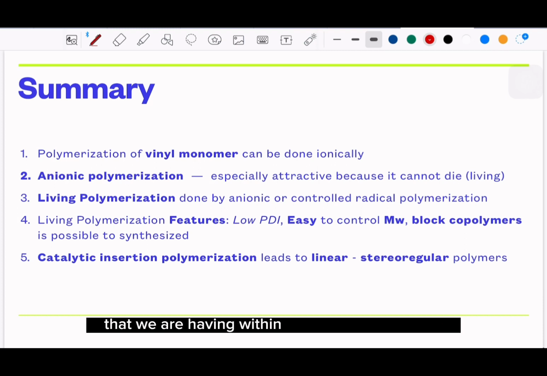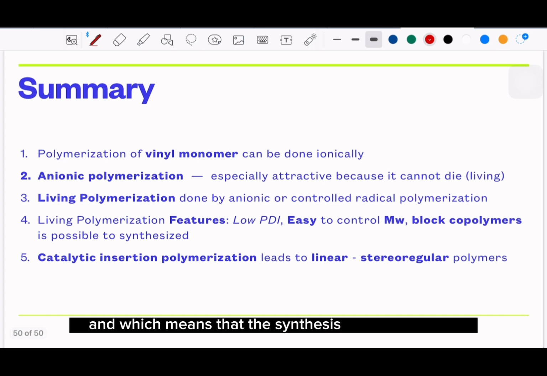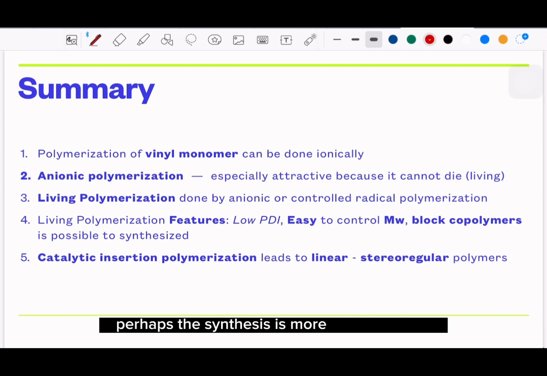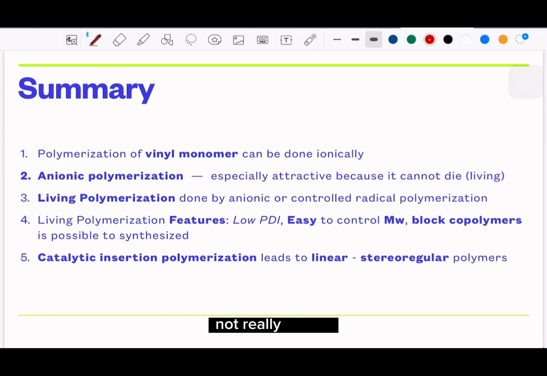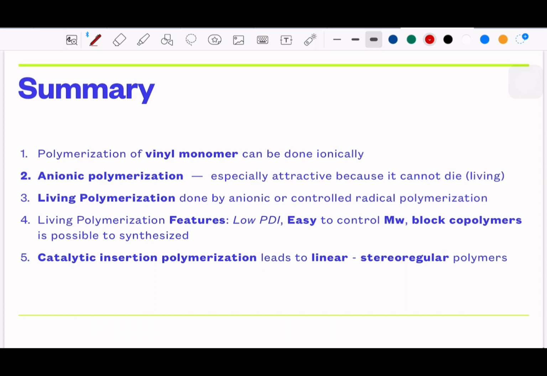That is what we have within this polymer synthesis, which means that the synthesis part for our class will be the last one. The next part is more conceptual, not really in detail like some chemical reactions and so on. We are going to focus more on the structure and the process, aside from the synthesis.